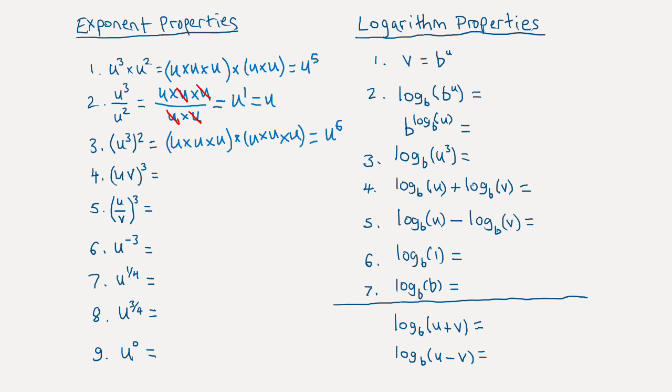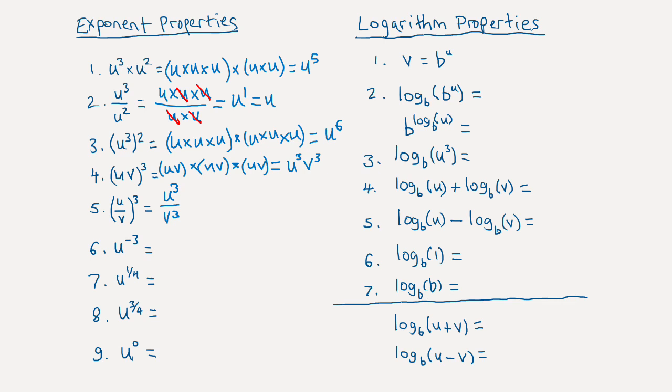Number 4, it's not really a whole lot we can do with this one, but we can recognize that we've got uv times another uv times another uv. So we have u cubed times v cubed. So that's pretty much all we can do with that one. The next one, number 5, we've got u cubed in the numerator and v cubed in the denominator. So again, there's not a lot we can do with that one either.